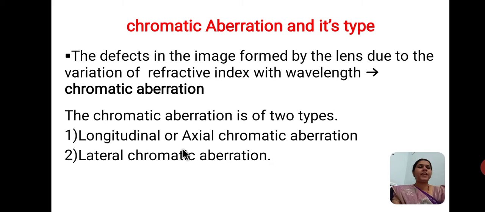In the same way as spherical aberration, chromatic aberration also has two types: longitudinal, also called axial chromatic aberration, and the second one, lateral chromatic aberration. Now we will try to know one by one what you mean by this.